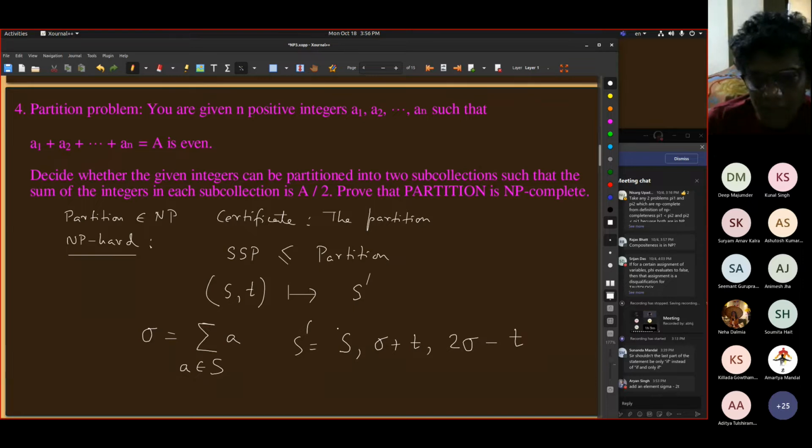Now, what is the sum of all the elements of S prime? 4 sigma. So that is even, and this specification is also satisfied. Now we have to show that a subsum of 2 sigma is achievable from S prime if and only if the target sum T is achievable from some elements of S.